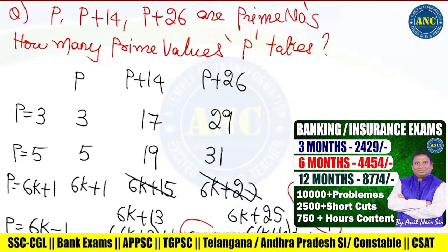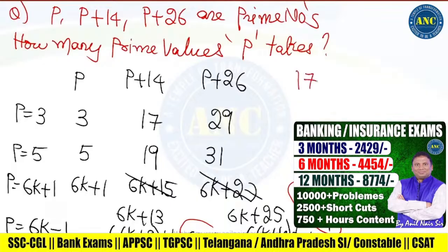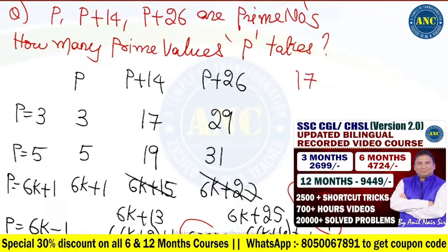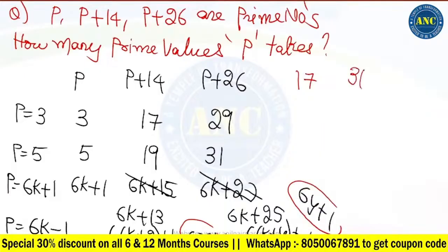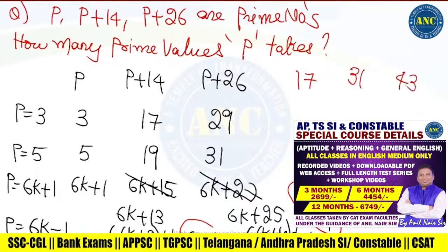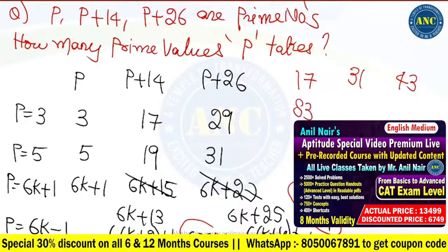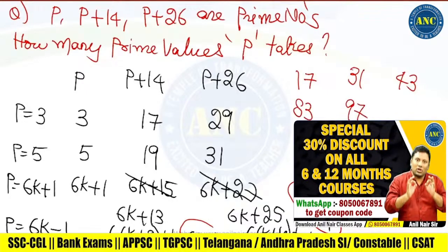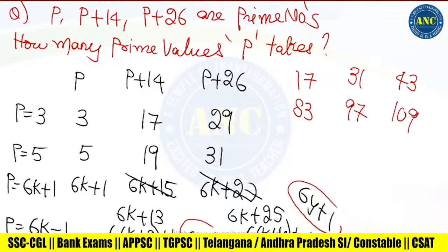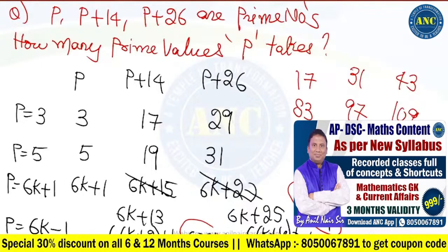Now, if you observe, 17 is 6 into 3 minus 1. 17 plus 14 is 31, and 17 plus 26 is 43. It is possible. Let me take some other two-digit prime number, 83. 83 plus 14 is 97, and 83 plus 26 is 109. 83, 97 and 109 are all prime numbers.